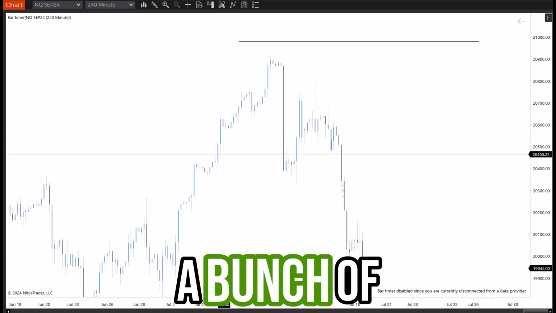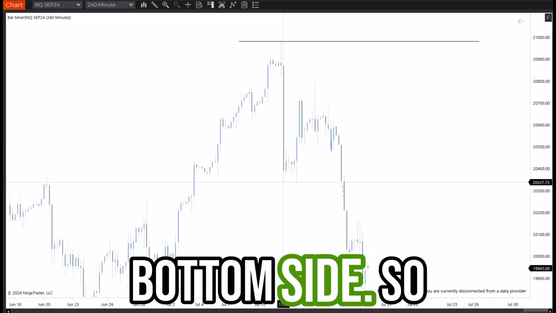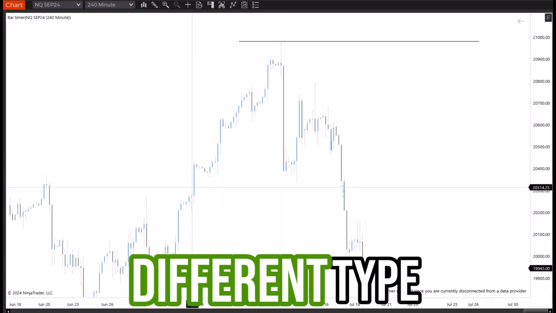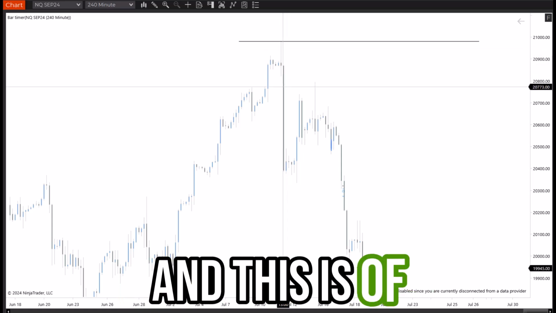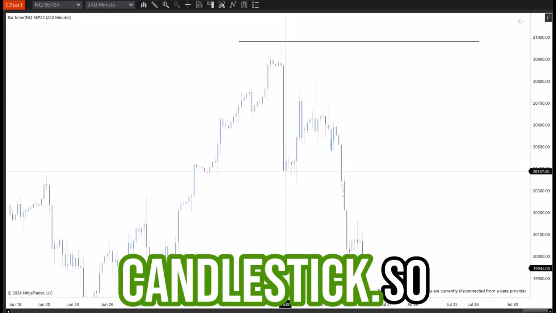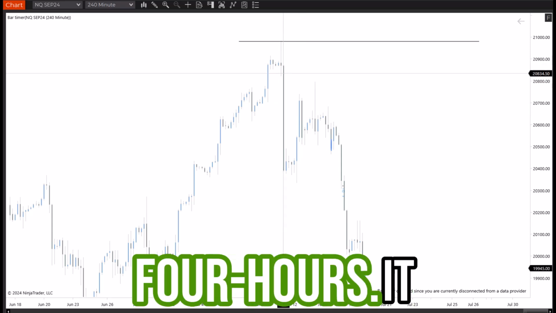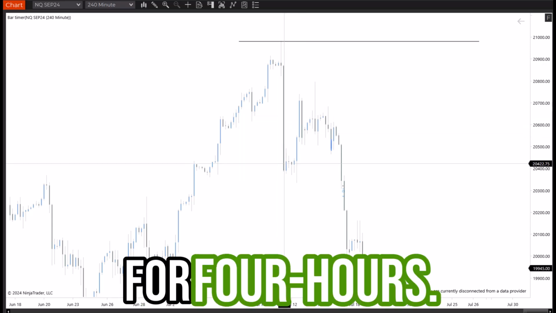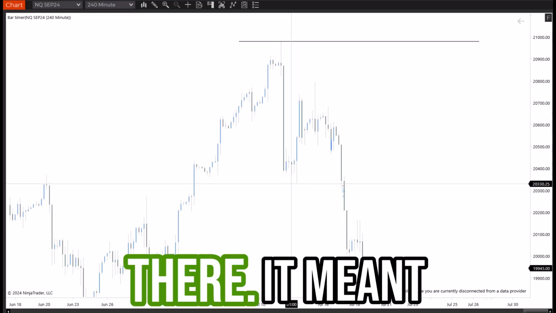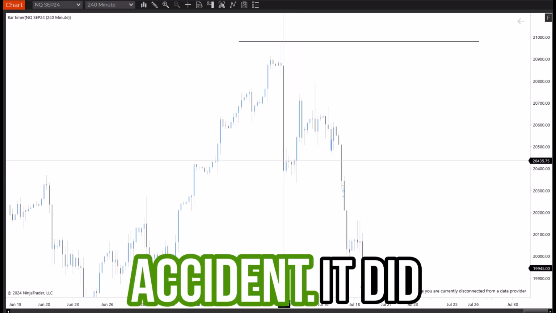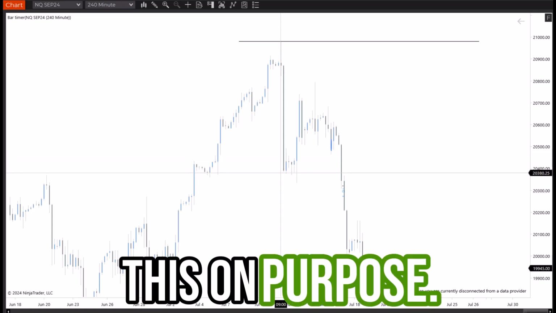It swept a bunch of these down to the bottom side. So that is signaling that a different type of momentum has now come into the market, and this is, of course, a 4 hour candlestick. So it did this for 4 hours. It took out lows for 4 hours. That means business. The market meant business right there. It meant what it did. It was not an accident. It did this on purpose.